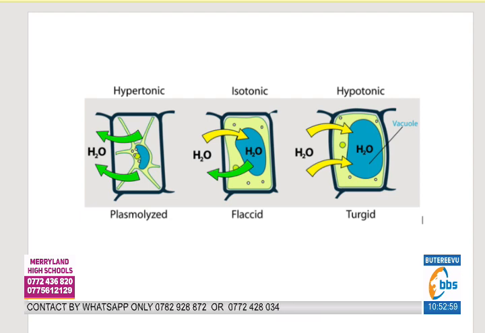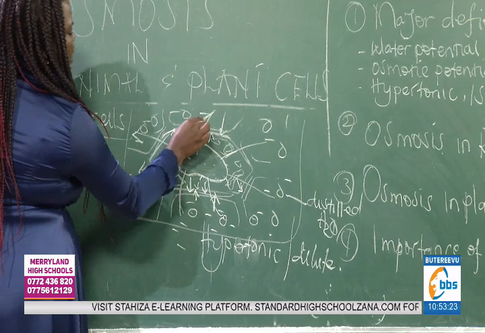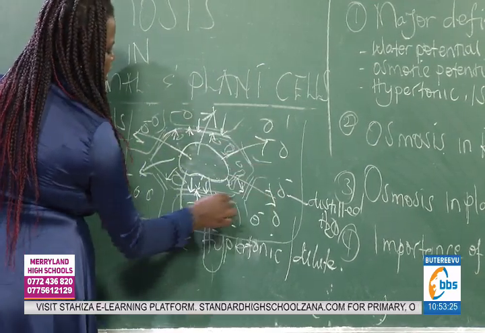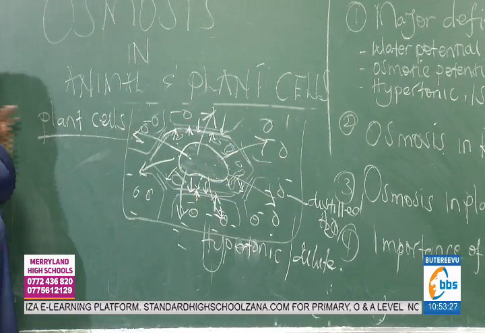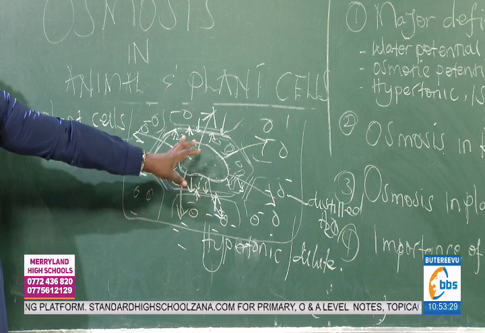Instead of water entering, the outside hypertonic solution is more concentrated than the inner cytoplasm of the plant cell. So the plant cell has more water in it than the surrounding hypertonic solution, and as such, it is going to lose water by osmosis into the surrounding hypertonic solution. So the plant cell will lose water by osmosis.